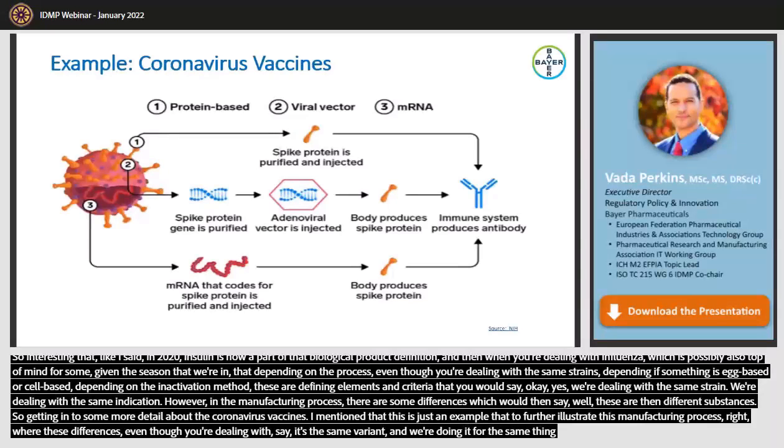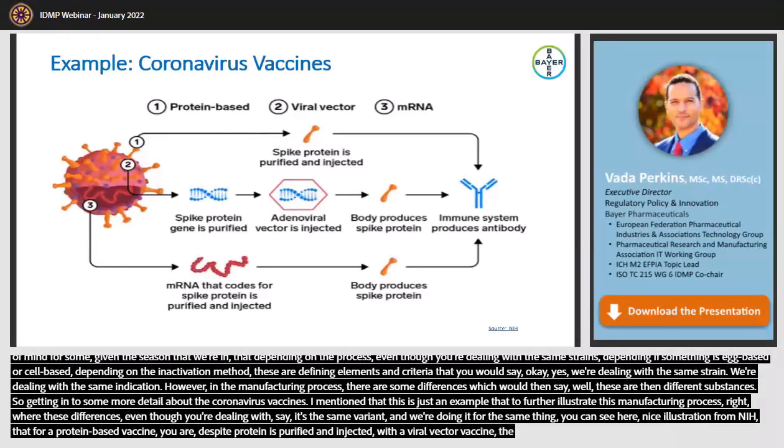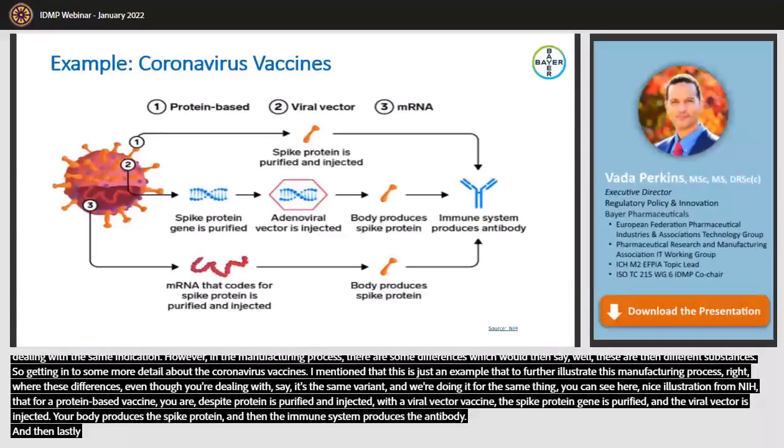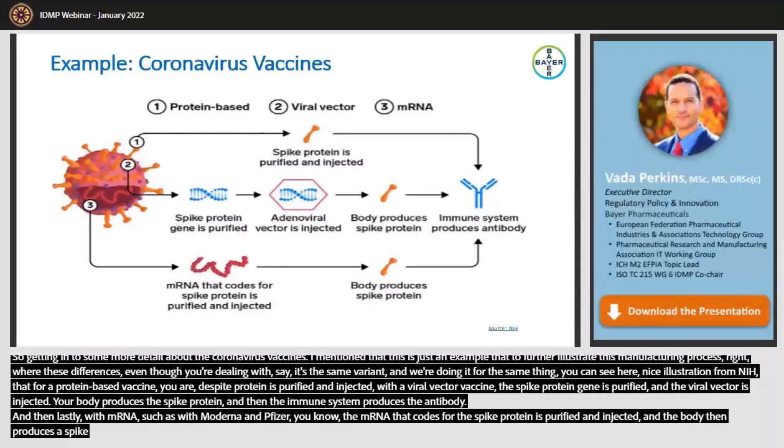You can see here, a nice illustration from NIH, that for a protein-based vaccine, the spike protein is purified and injected. With a viral vector vaccine, the spike protein gene is purified, and an adenoviral vector is injected. Your body produces the spike protein, and then the immune system produces the antibody. And lastly, with mRNA, such as with Moderna and Pfizer, the mRNA that codes for the spike protein is purified and injected, and the body then produces a spike protein, and the immune system produces the antibody.